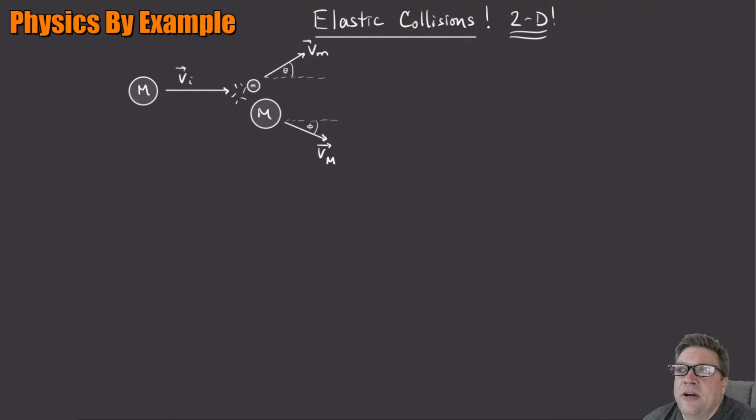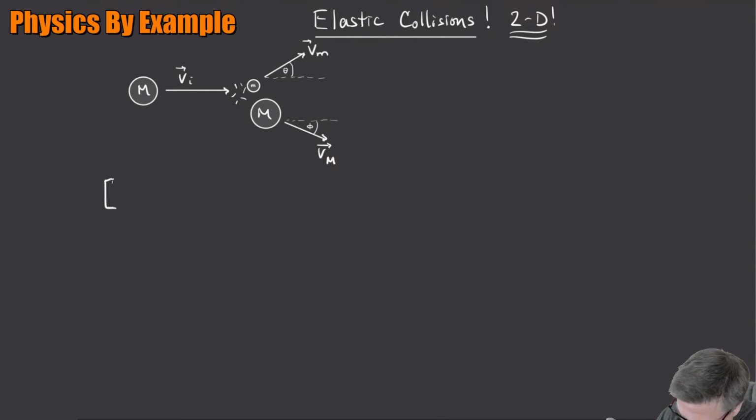So what I want to know is, suppose I know what VI is, and suppose I know theta. I mean, you have to know something after the collision. So if I just know the direction of the little mass, can I figure out everything else? The speed of the little mass, and then the speed and direction of the big mass? Yes, we can. All right, so let's write it down.